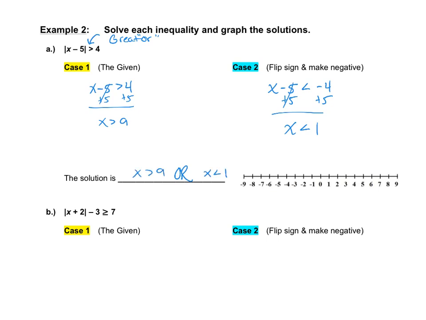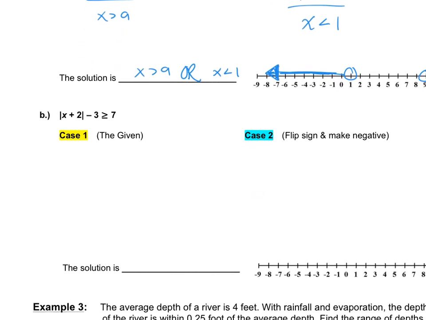Doesn't really matter the order. Some people would put the smaller number first, but it doesn't matter with the or. So x is less than 1 would look like this. And x is greater than 9 would look like that, like oars on a boat. Let's look at B.